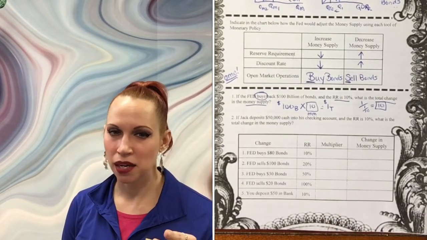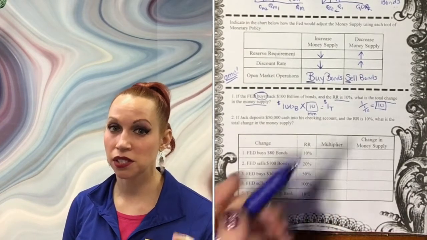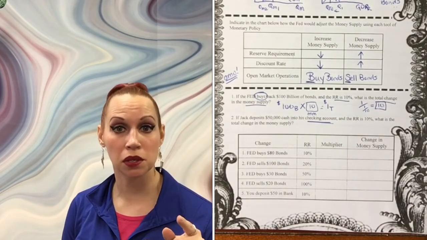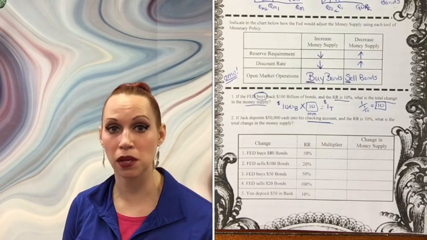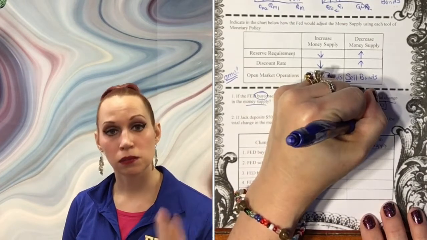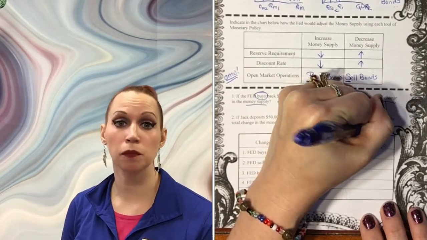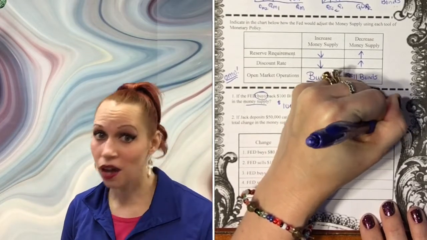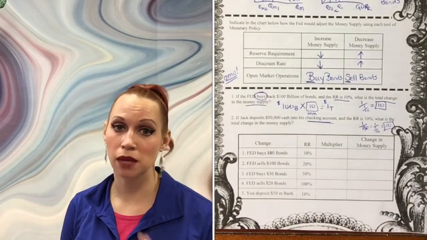Now check out number 2. If Jack deposits $50,000 into his checking account and the reserve requirement is 10%, what's going to be the total impact from this action on the money supply? Well, the reserve requirement is 10%, so just like in the previous question, our multiplier is still going to be 10, but we're definitely not going to do 50,000 times 10.